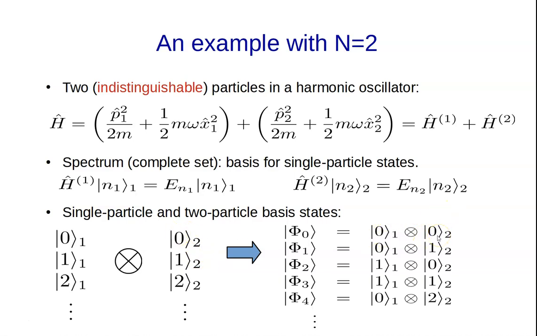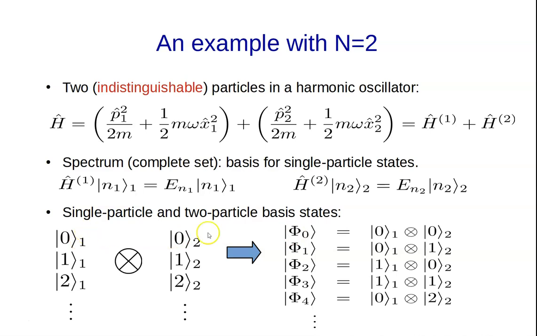Now I'm keeping this label 1 and 2, but later we'll drop it. The convention is that the order of this tensor product also gives you the label of the particles. So the first state in the tensor product relates to particle 1, the second to particle 2, etc. But I'll keep that for now until we get more used to this notation.